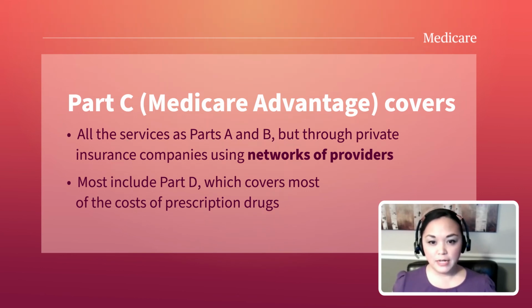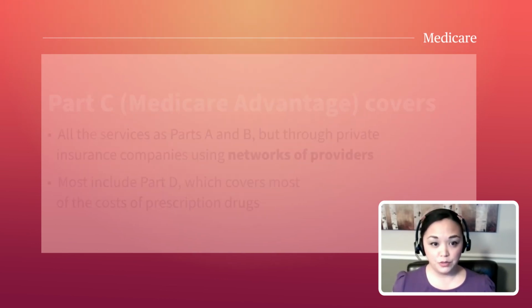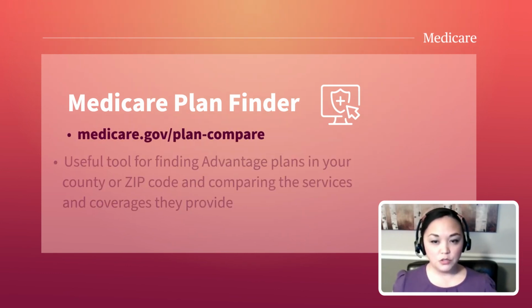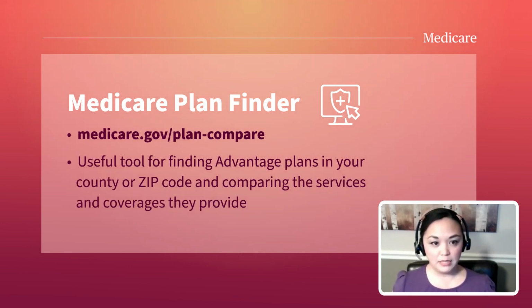So if you prefer a network approach to healthcare, you have some simple investigating and choices to make, such as researching the Medicare Advantage plans and providers near you. The Medicare Plan Finder on Medicare.gov is a useful tool for finding Advantage plans in your county or zip code and comparing the services and coverages they provide.